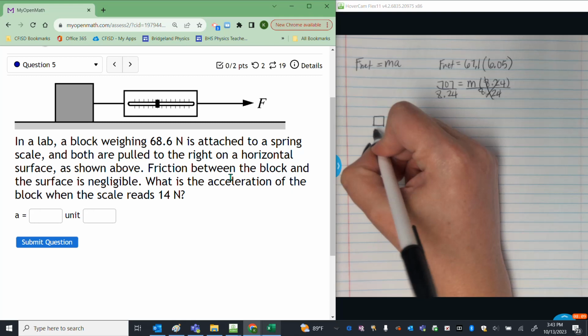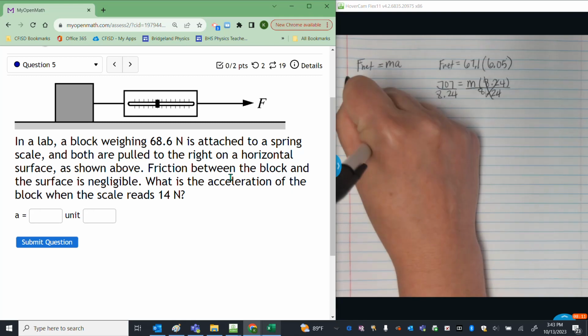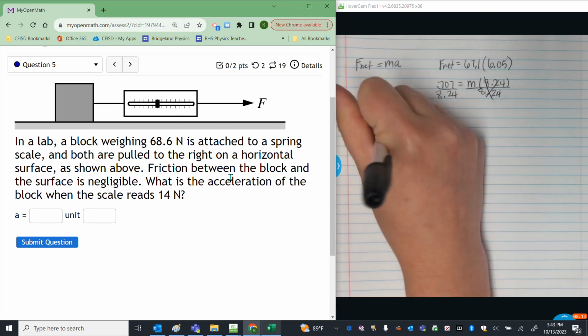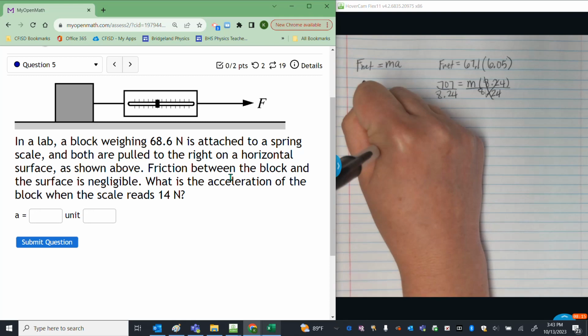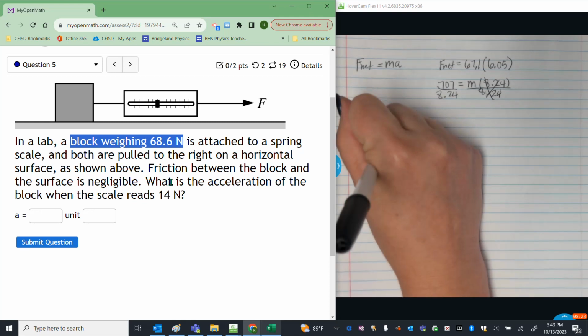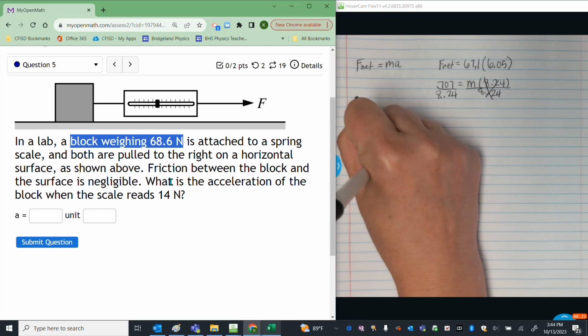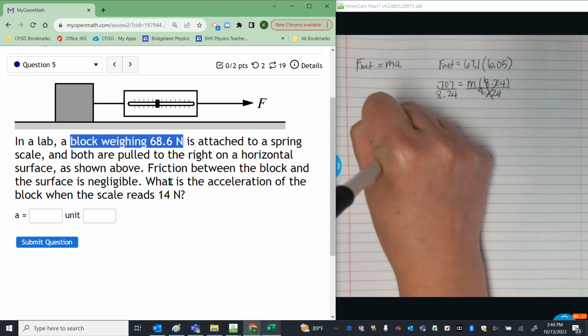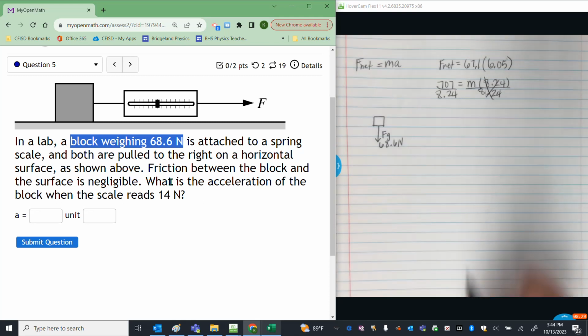I know that I always draw in force of gravity, which is the weight of this block. I also know the weight was given to me in the question, a block weighing 68.6 newtons. It's right there. So I don't have to solve for it. I'm just going to copy it down. 68.6 newtons, that is my weight, my FG.